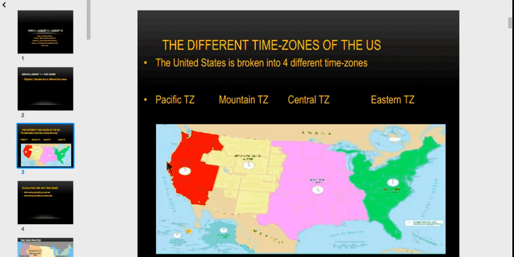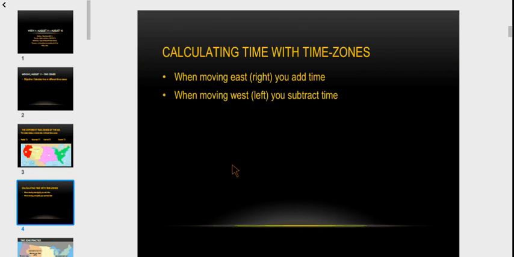So again, I'm going to have lots of CFUs pop up. Answer those, do your best on them. Now, let's look into the real important part of today's lesson, which is calculating time with time zones. So, once again, when you move east or to the right, you're going to add time, and when you move west or to the left, you're going to subtract time.